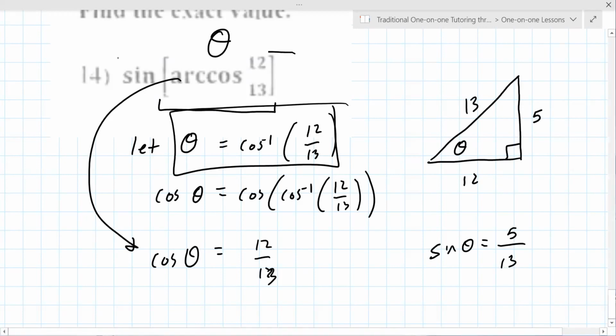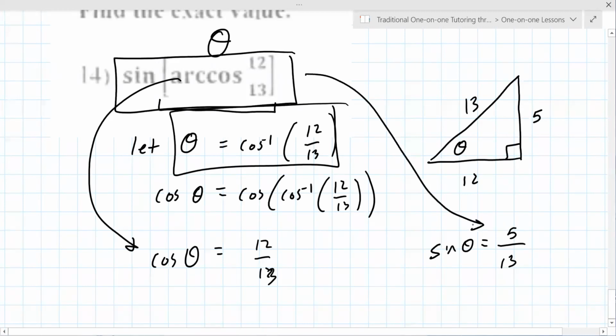Now, if you plug this into your calculator, you may have gotten 5 over 13. Yeah, it does get that. That one you just happen to be able to shortcut. Some of them you can.